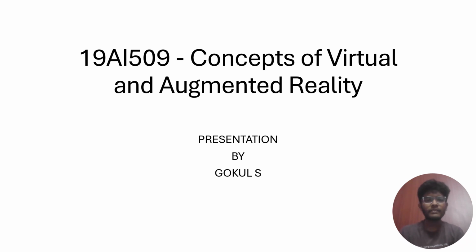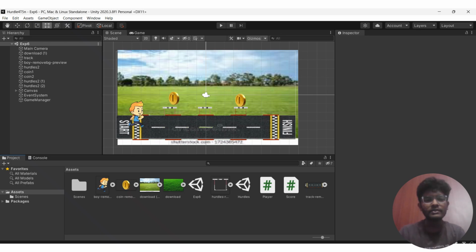Let's see the experiment of X16 hurdles game 2D in the subject of concepts of virtual and augmented reality. First of all, we install Unity Hub, create a project, and then select the 3D plane structure. After opening this, it may take some time. Create a new file and then insert the assets, whatever assets you need for the game's requirements.